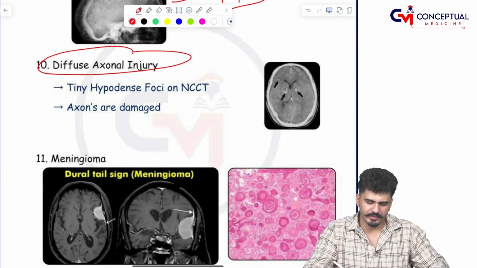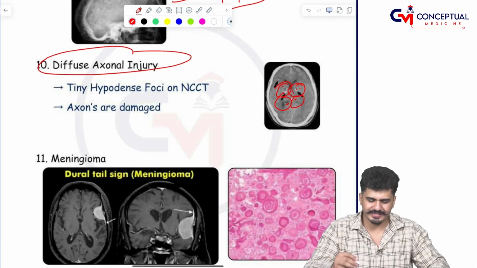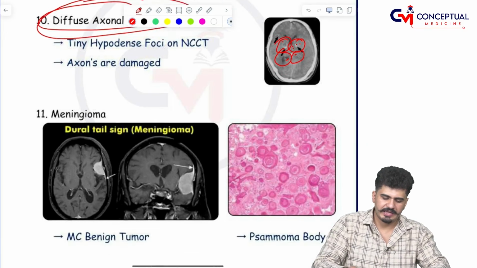Grass blade sign, flame sign, diffuse axonal injury. You can see hypodense foci on NCCT. Axons are getting damaged. This is putamen area. Axons are getting damaged. Diffuse axonal injury.